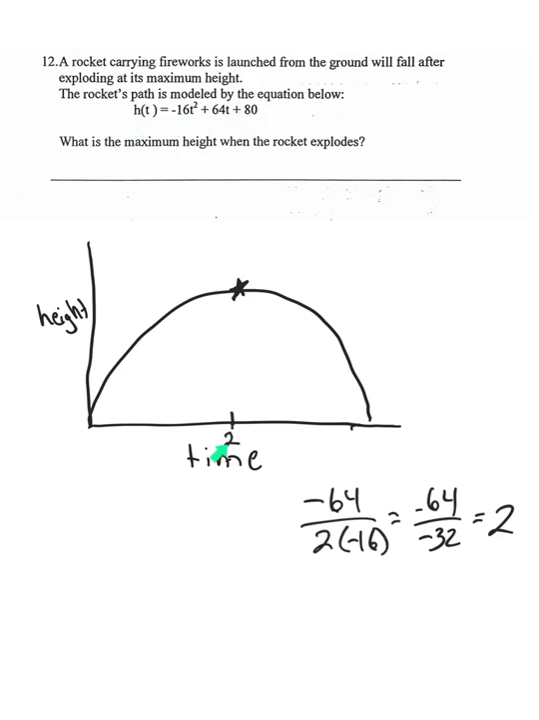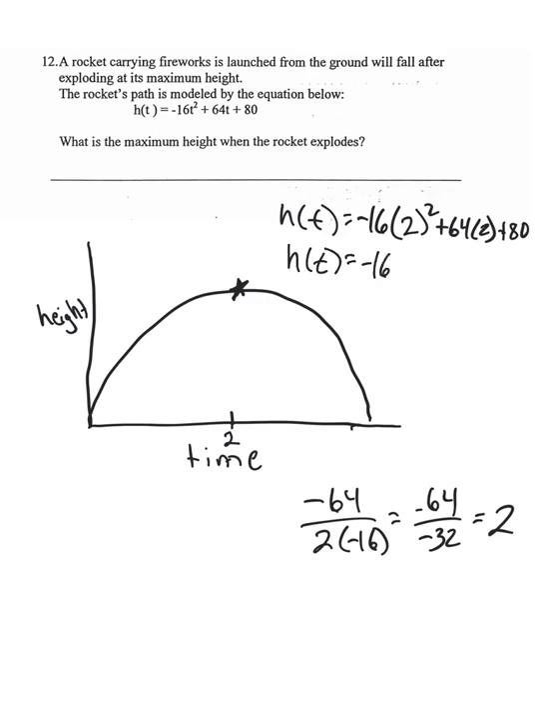I'm actually looking for the height in this problem. That's the height at the vertex. So I'm going to plug the 2 into the original equation, and that's going to give me the y value, which is the same as our height. So h of t is equal to negative 16 times 2 squared plus 64 times 2 plus 80. And I'll just work it out here.